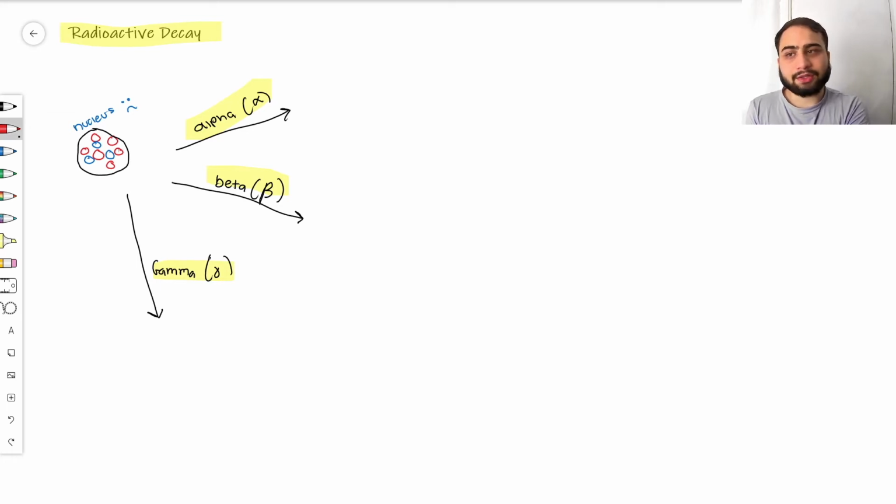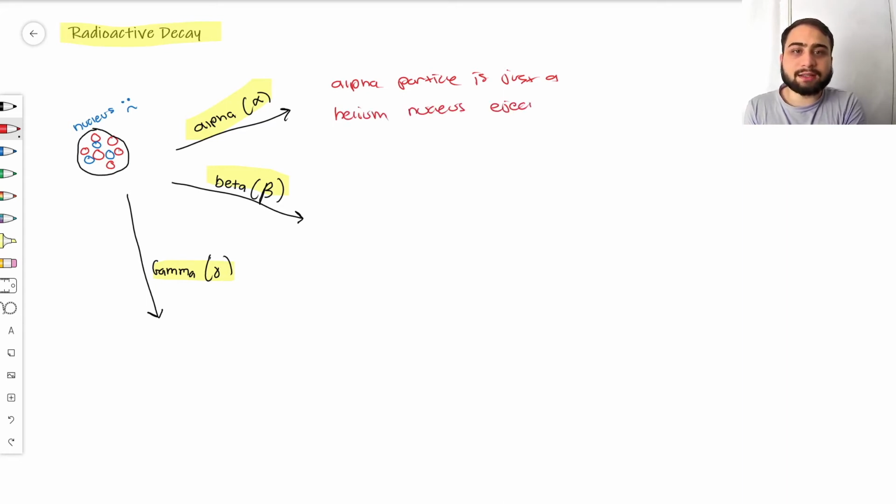An alpha particle is just a helium nucleus ejected, or rather radiated. That's where we get this idea of radiation, because it's being radiated out of the nucleus. That's a very key point. It's being radiated out of the nucleus.